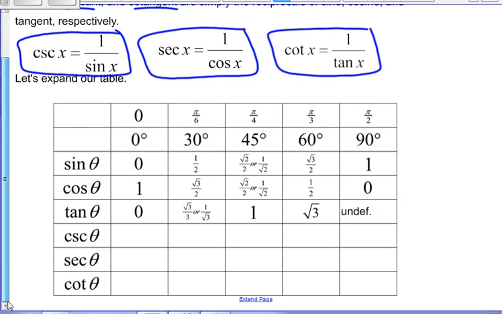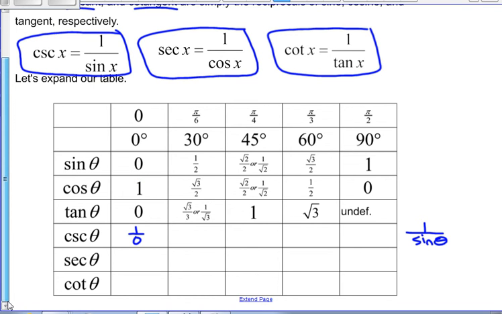We took some time to develop the trig table for sine, cosine, and tangent, and now we're going to just expand it so that it includes cosecant, secant, and cotangent. And it's pretty straightforward. If we want cosecant, it's just 1 over sine theta. So I'm going to take every value from sine theta and flip it over. So think about that first one. That's 0 over 1. If I flip it over, I'll have 1 over 0.